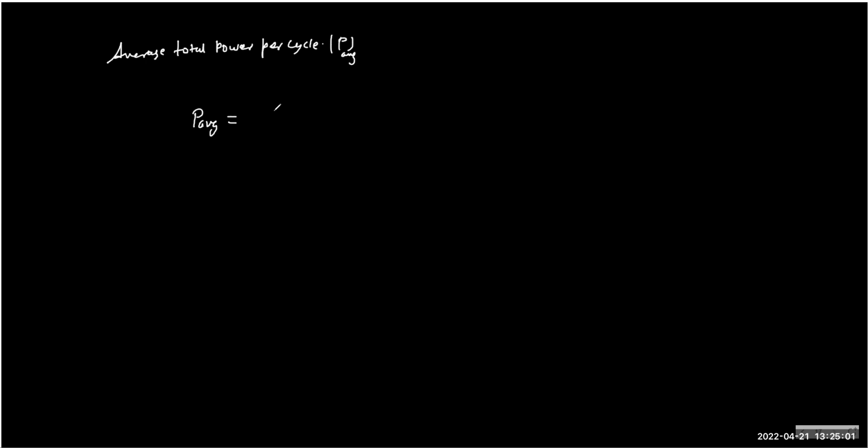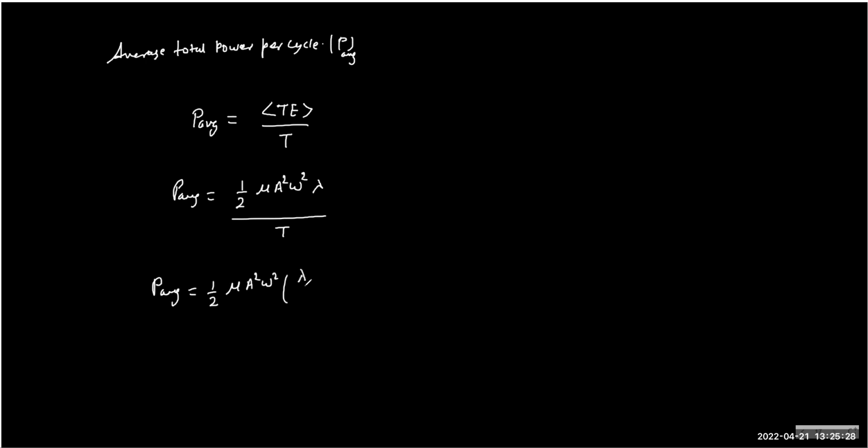So how do we write the average power? The average total energy upon time period. That's it, because power is energy upon time. So you can just write it like this. And this is 1 by 2 a square omega square lambda, whole upon time period. And this is nice: 1 by 2 mu, and this is lambda by T. And lambda by T is what? That's called the wave velocity. So the average power formula is very famous: mu a square omega square v.